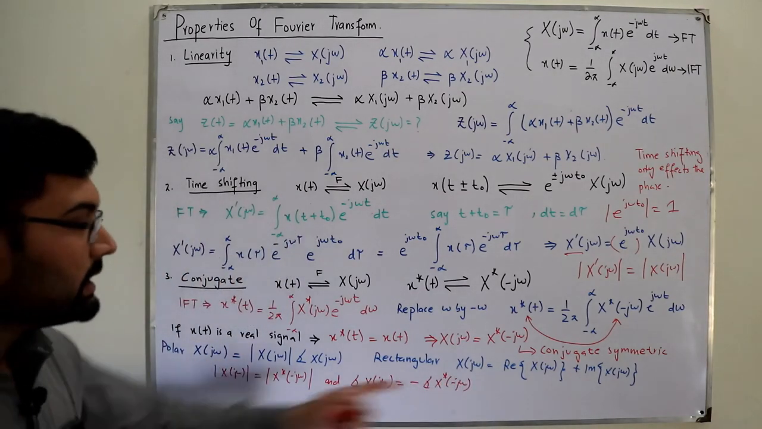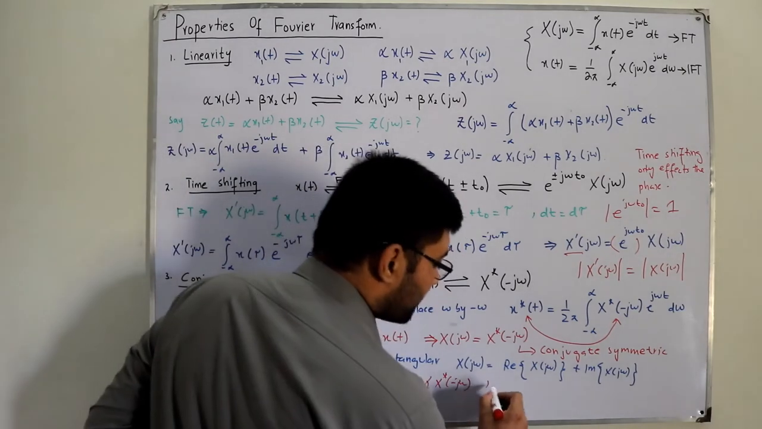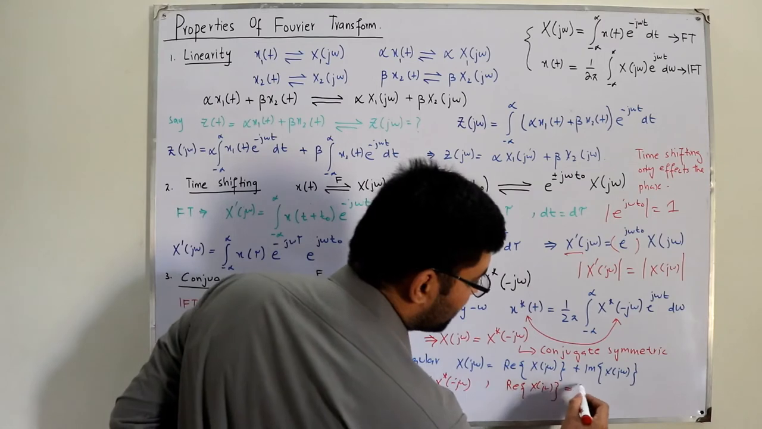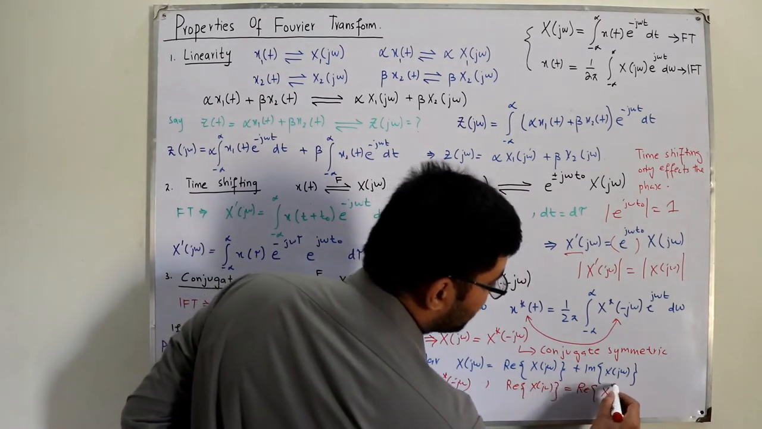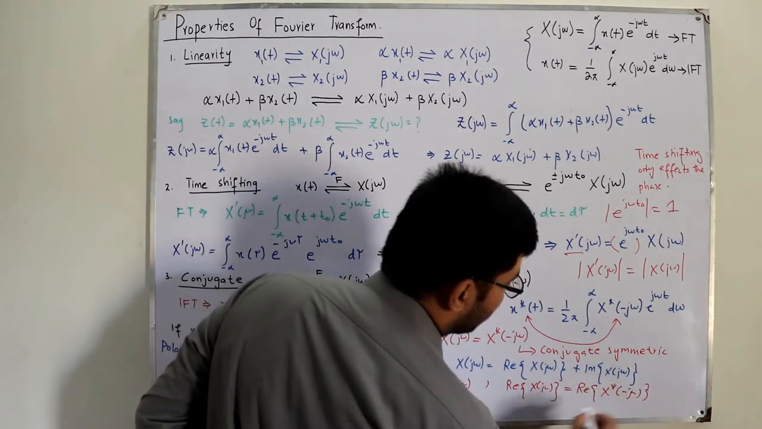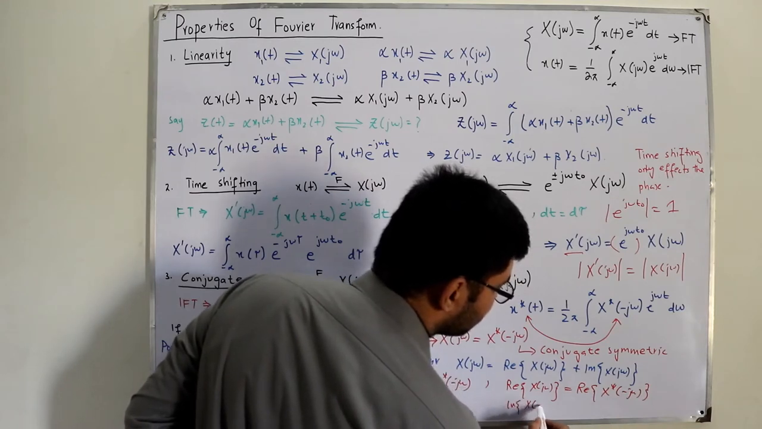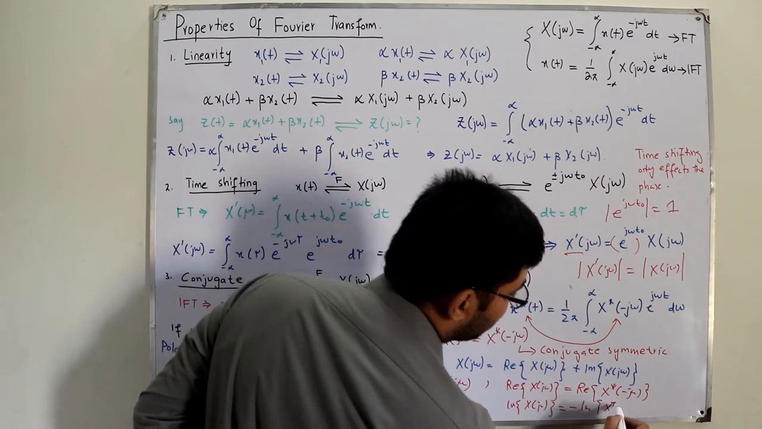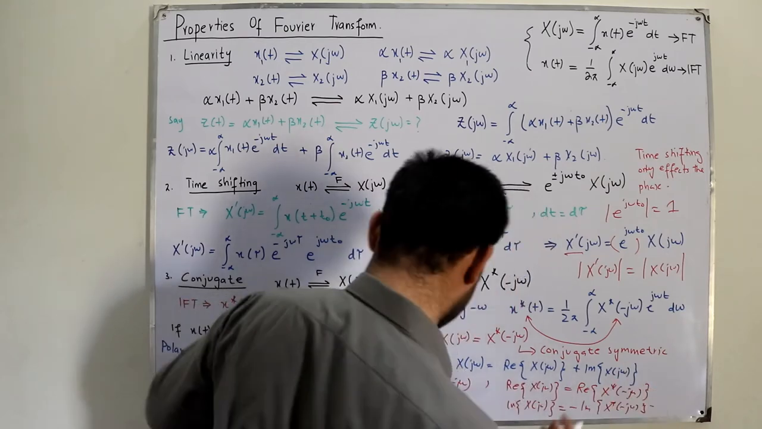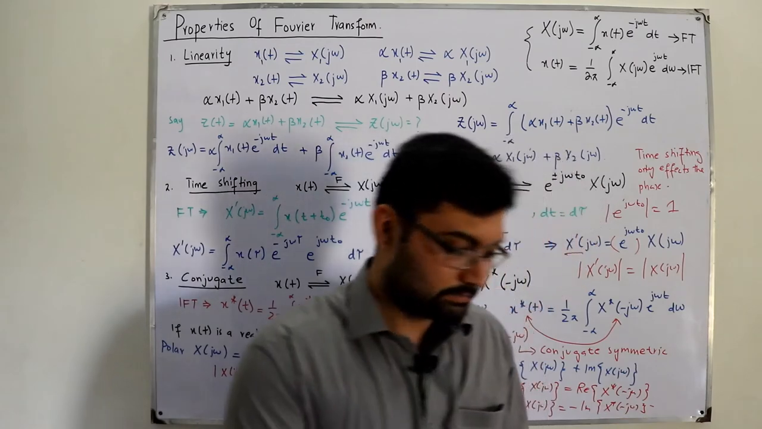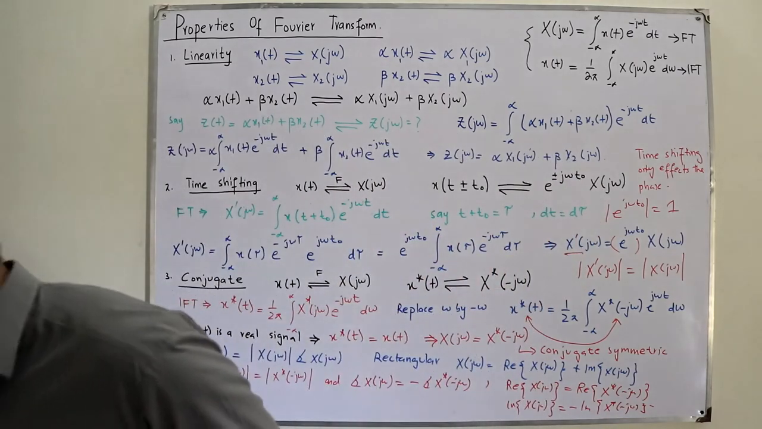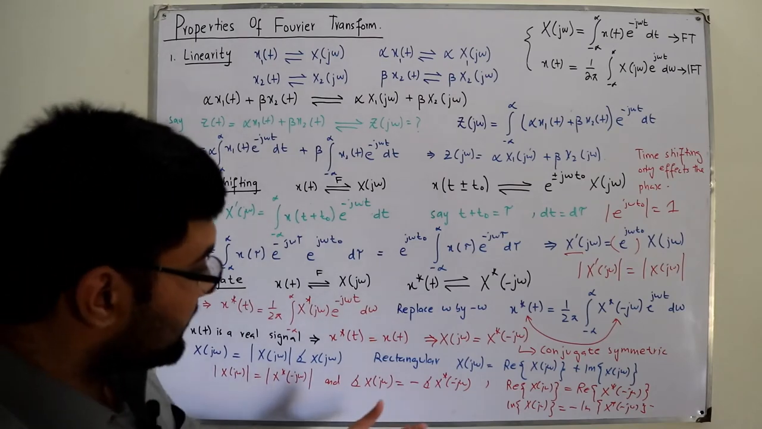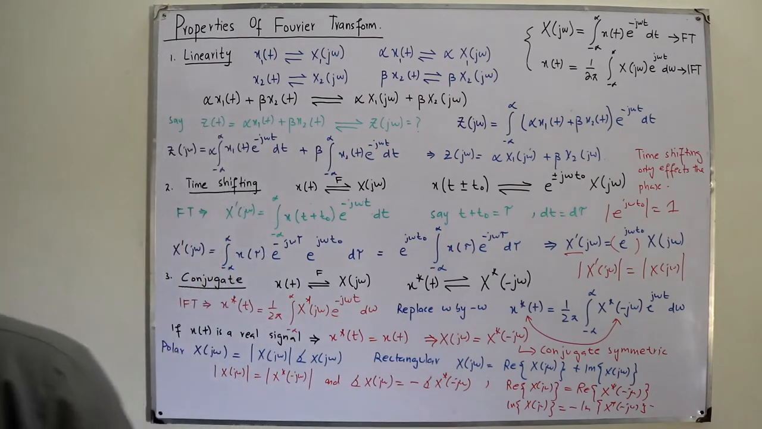Fine, this is in the polar form. Similarly, in the rectangular form, the real part of the original x of j omega is equal to the real part of x conjugate of negative j omega, but the imaginary part is an odd function, which means it is equal to minus the imaginary part of x conjugate of minus j omega. This is done. Okay, let's say we have two more conditions.